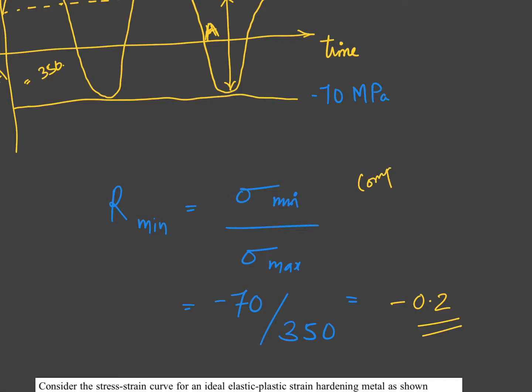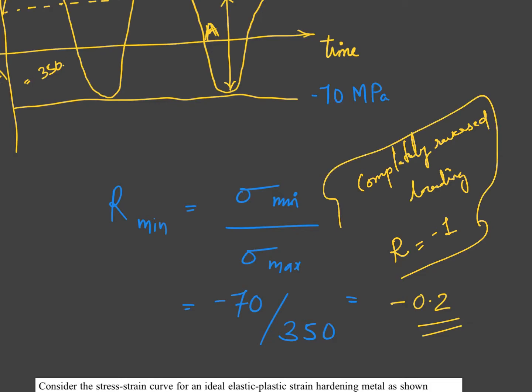For a completely reversed loading, what would be the value of stress ratio R? The value of stress ratio will be minus 1, because your sigma max will be equal and opposite to your sigma min. So that's why you will end up with an R ratio equal to minus 1 for a completely reversed loading. And this is how you plot your SN diagrams and all.